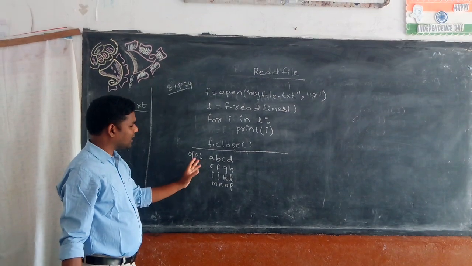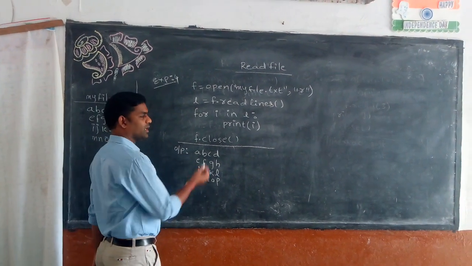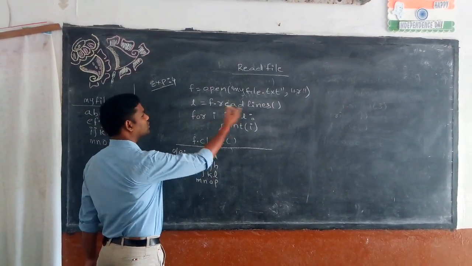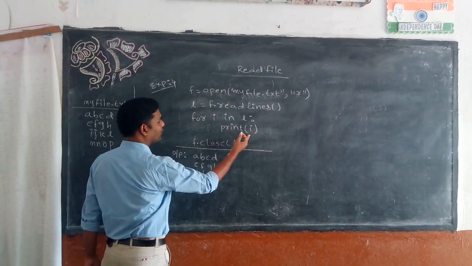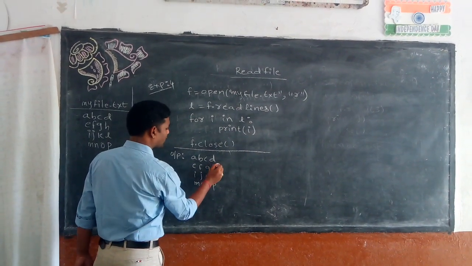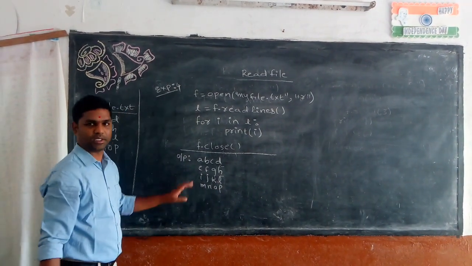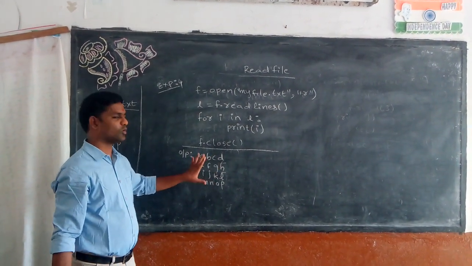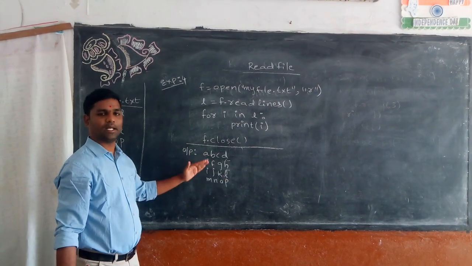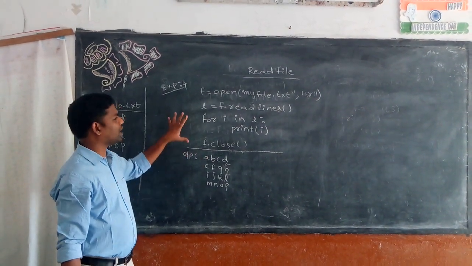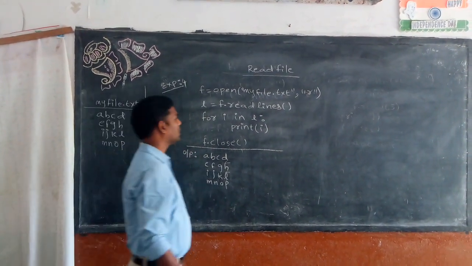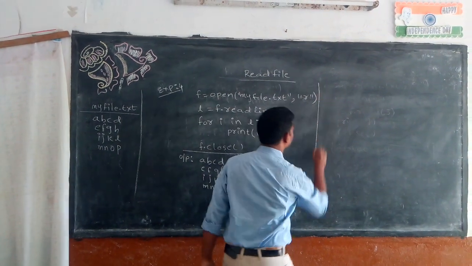Remember that in your console, whenever you are reading each and every line using readlines, you have line breaks here, so you will get some line break space in your console. Don't worry about that space. You will get the entire content here. Clear? This is what happens with the readlines function. Now we will see readlines with a number.